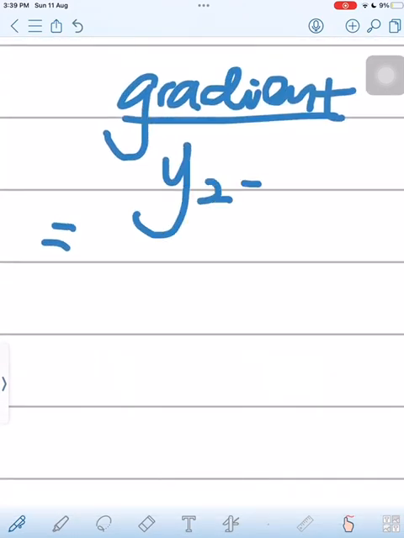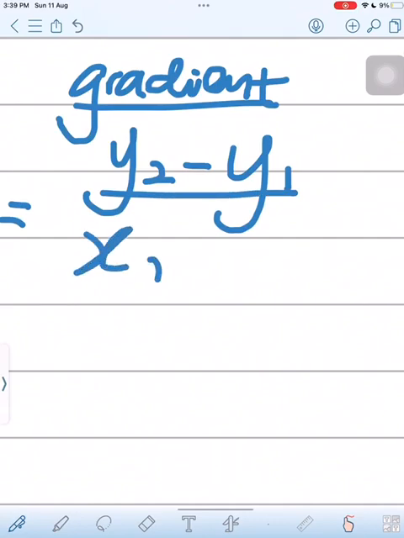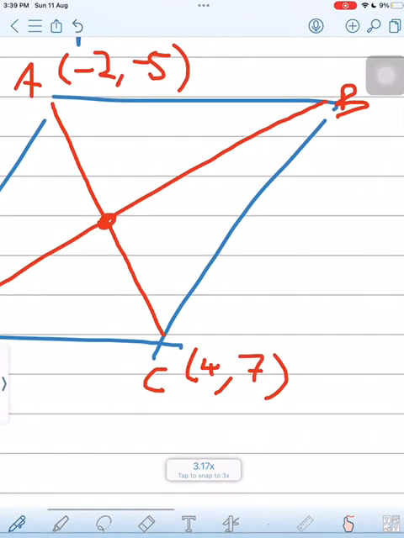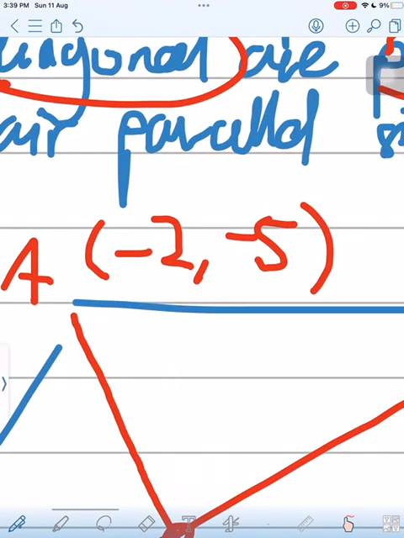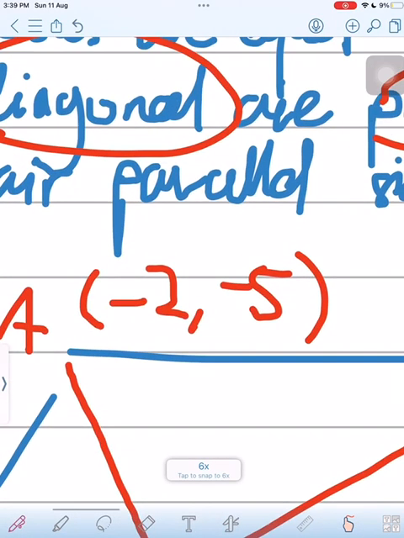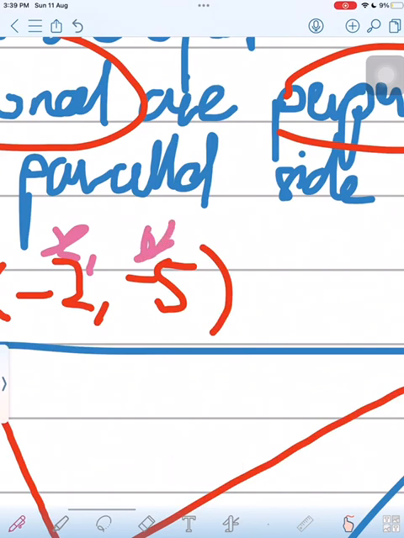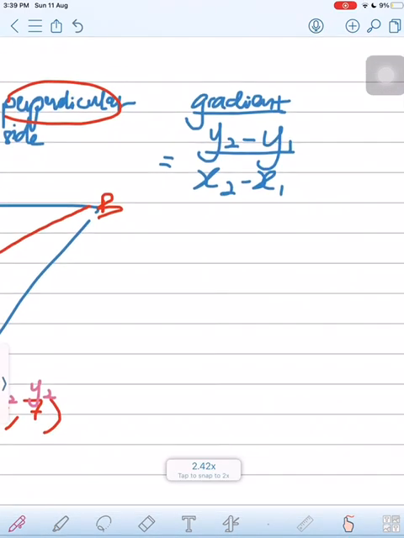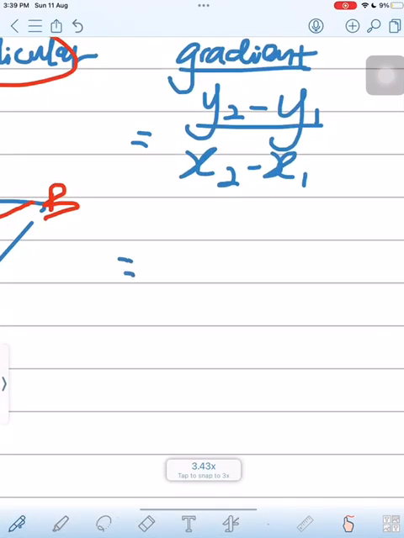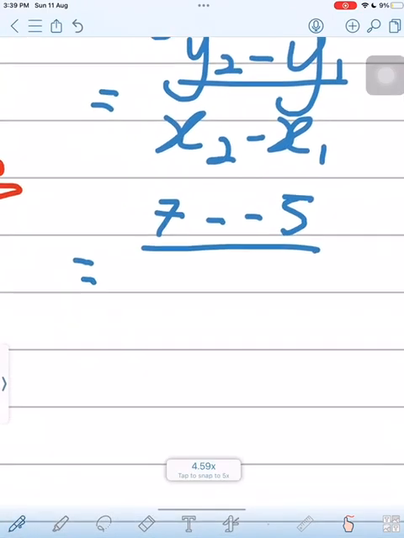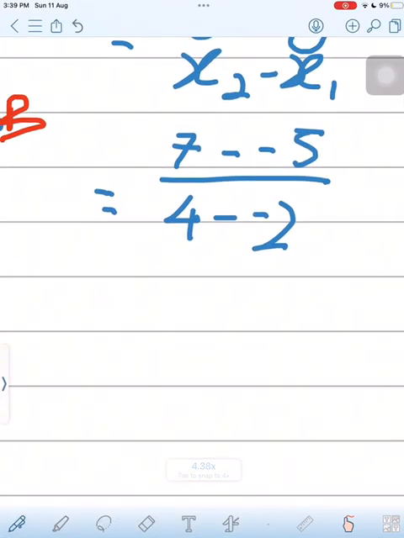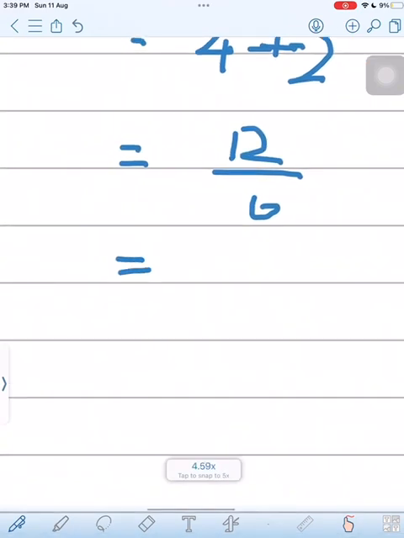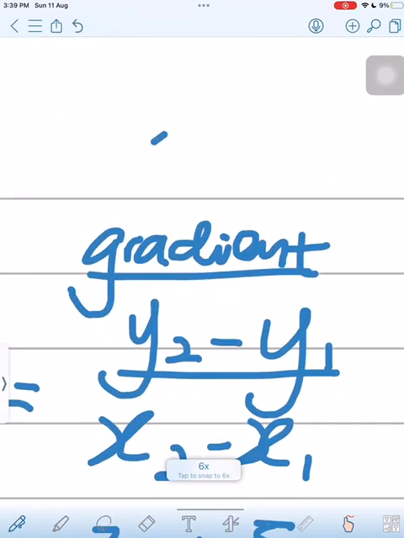The formula for gradient is y2 minus y1 divided by x2 minus x1. You can pick which one you want to be 1 or 2, but I picked A to be x1 and y1, and C to be x2 and y2. Then we substitute that inside. So 7 minus -5 over 4 minus -2. Negative negative becomes positive, so it's 12/6, and the gradient is 2.